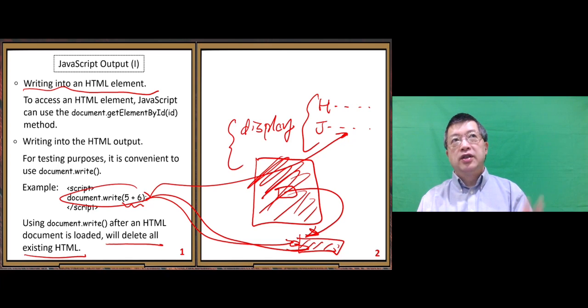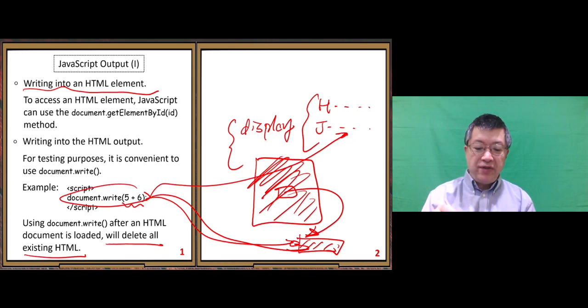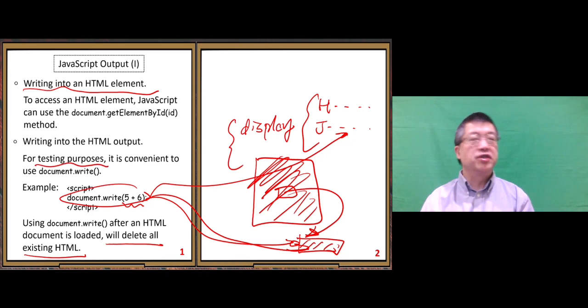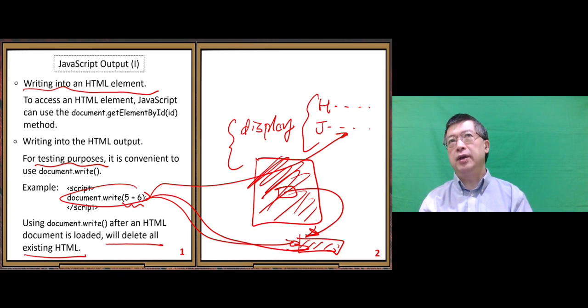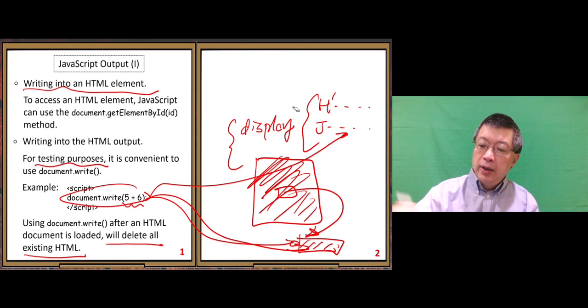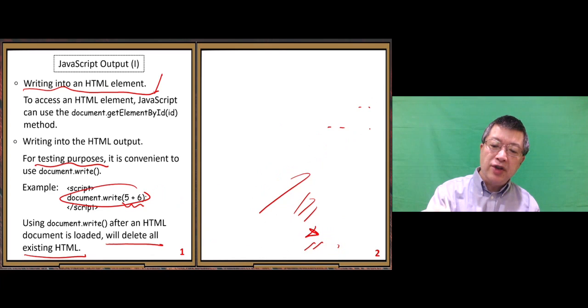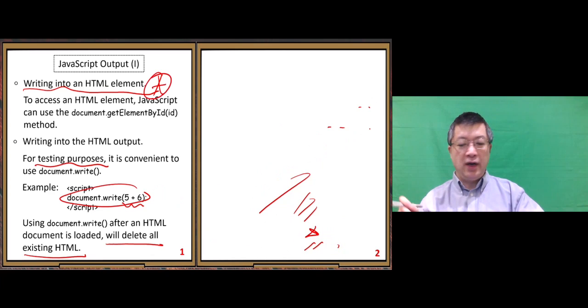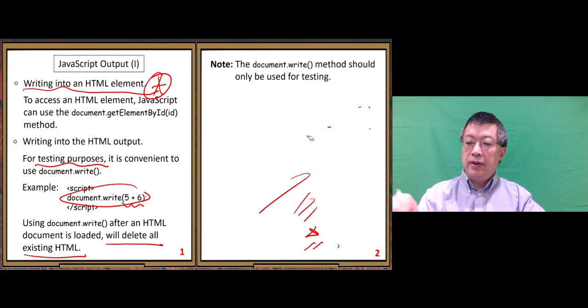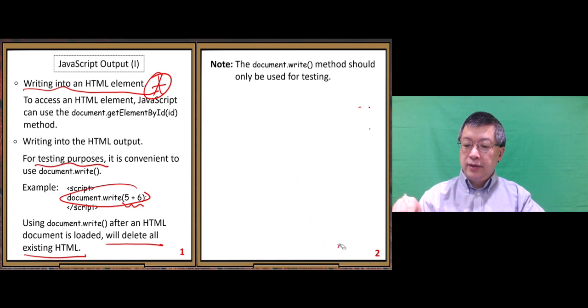So that's the reason this method is for testing purposes, not for your normal dynamic content display in HTML. We don't do it this way in our normal dynamic content display. For normal dynamic content display, we use the other way. So that's this note.